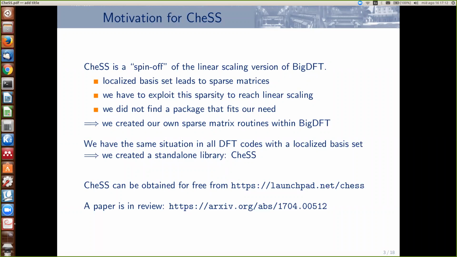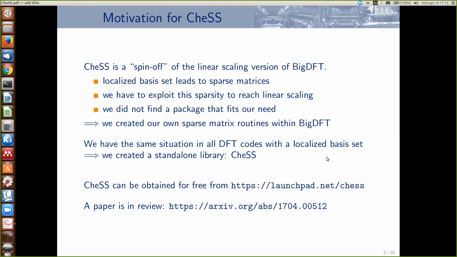So first, some history and motivation. As Victor said, CheSS is a spin-off of the linear scaling version of BigDFT. In this code, we work with a localized set of basis functions, which we call support functions. And obviously, these localized basis functions lead to sparse matrices. If we want to reach linear scaling for very big systems, we have to exploit the sparsity. At that time, when we were coding this package, we didn't find a package that handles the sparse matrix routines in the way we wanted. So finally, we just decided to write sparse matrix routines ourselves within the BigDFT package.